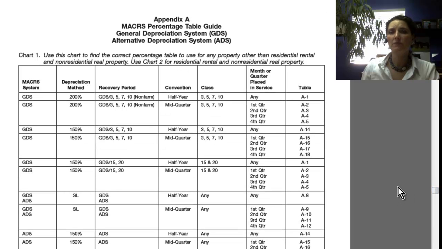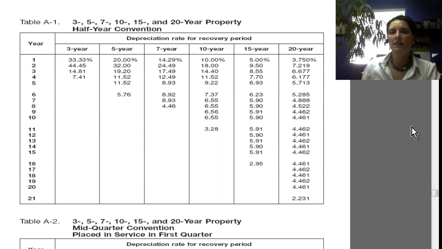And on page 74, we have Appendix A, which provides the class lives and the conventions that apply to the various classes of assets. And then beginning on the next page, we actually start to see tables appear. This particular table refers to 3, 5, 7, 10, 15, and 20-year property that is being depreciated under the half-year convention. And it shows you the amount of depreciation to claim each year.